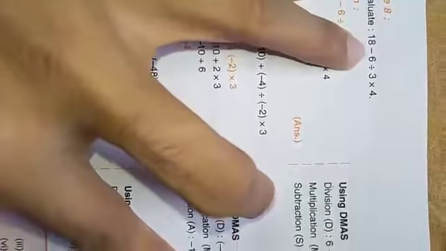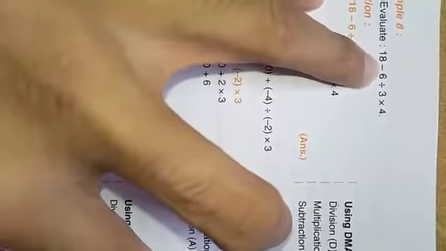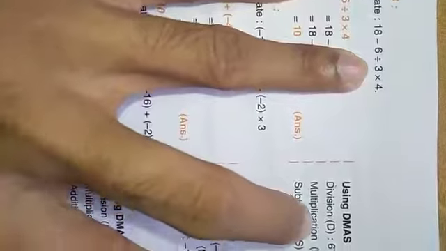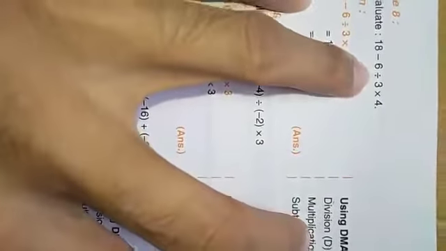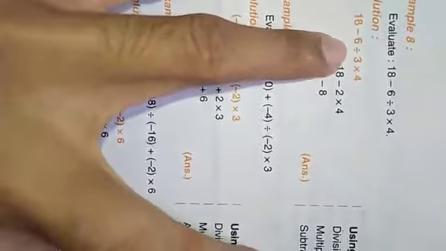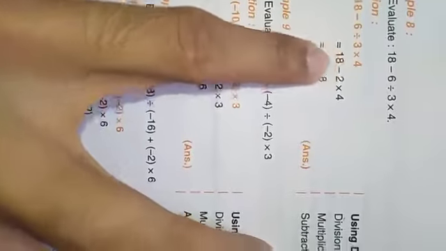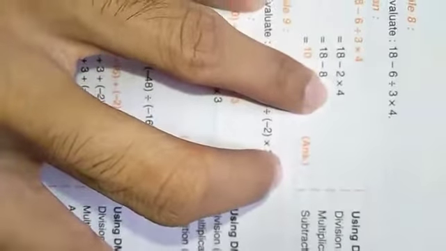Here 3 operations are available. One is subtraction, one is division, one is multiplication. So at first we need to do division. Okay, so 18 minus 6 divided by 3 into 4. So 6 divided by 3, we know that it is 2. So 18 minus 2 into 4, and then we need to do multiplication. So 2 into 4 means 8. So 18 minus 8. Then we need to do subtraction. So 18 minus 8 is 10. Is not it?